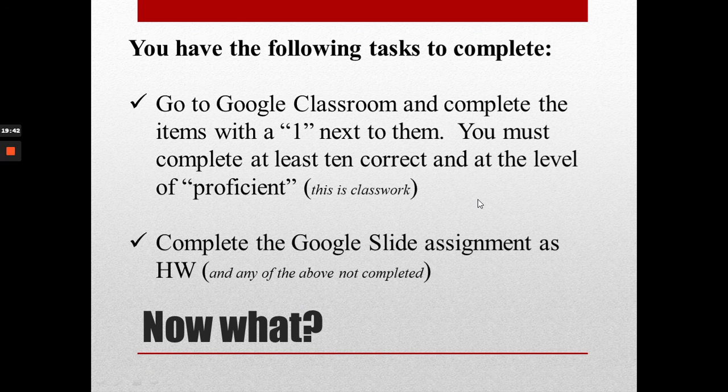So here is what you should be doing after this little lecture. Two things. You're going to go to Google Classroom and you'll complete the items with the number 1 next to them. These are just like the ones that we did last week. Several of them are from the CK12 site. There's one on activation energy, there's one on the activated complex or the transition state, and then there's one on the diagrams as a whole. So each one of them is pretty short.